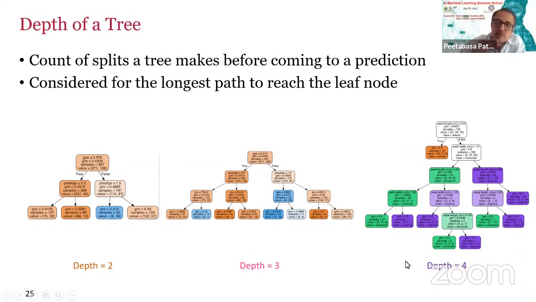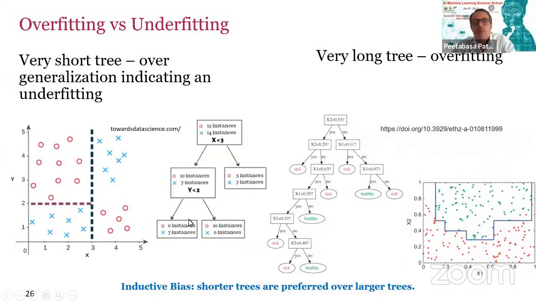In a physical tree, that would basically be the height of the tree. So in this case, the height becomes the depth. Now, is it good if we have a very long tree? If the depth is more? The answer is no. Why? It leads to overfitting of the data.